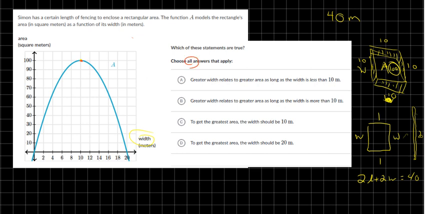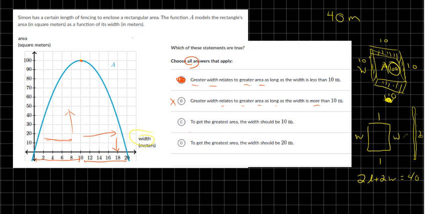Choose all answers that apply. Greater width relates to greater area as long as the width is less than 10 meters. Less than 10 meters is that part right there, and if our width goes up, then our area also goes up, so that one looks true. Greater width relates to greater area as long as the width is more than 10 meters, so that's this part over here, and if our width goes up there, then our area goes down, so it's not greater area, so that one's not right.